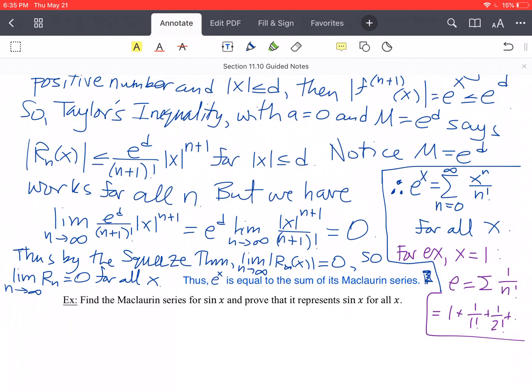Okay? Alright, so we do have plenty more examples to do in this section, but we're going to go ahead and just take a pause here, because I know I'm throwing a lot of information at you guys in this section, so we're going to take a pause. When we come back, we're going to look at a bunch more examples of finding Taylor and Maclaurin series for other functions.